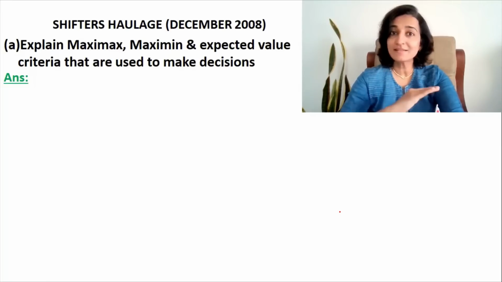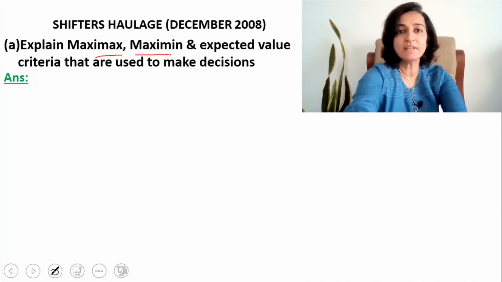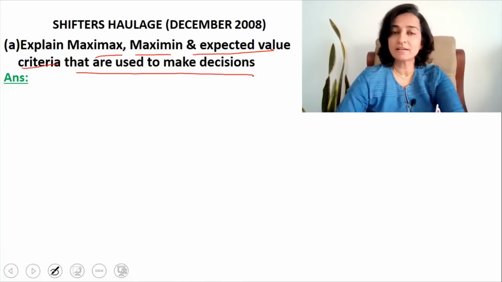We'll be taking up a problem from the exam kit on risk and uncertainty, the Shifter's Haulage. So let's jump right in. The first part of the question is a general question. Explain maximax, maximin, and expected value criterion that are used to make decisions.